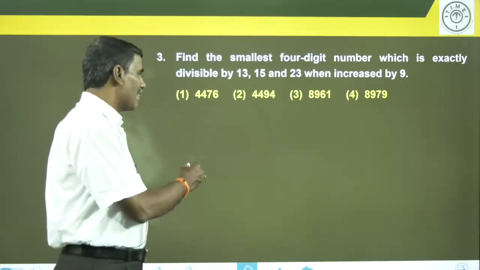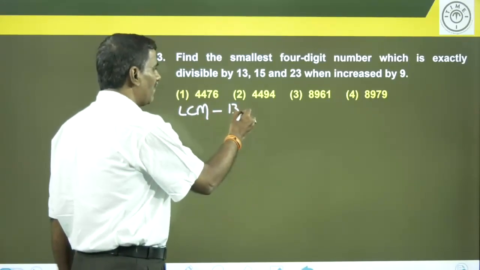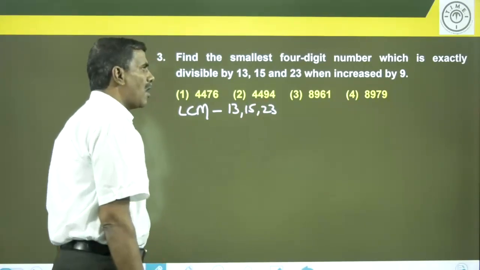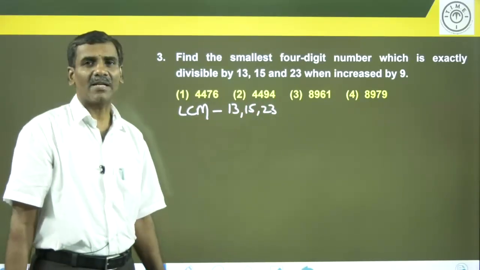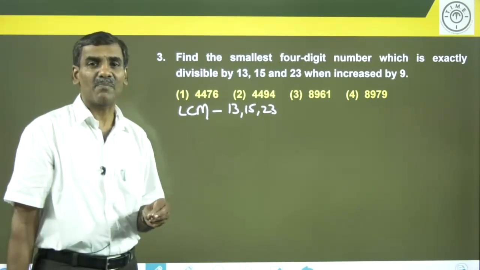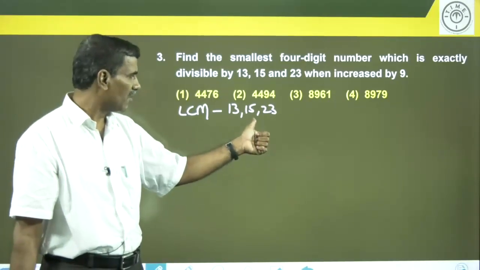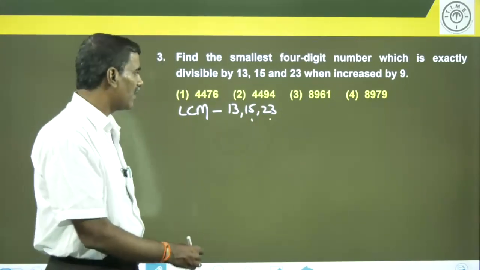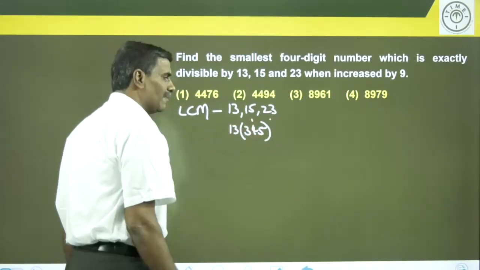So first we are interested in finding the LCM of these three numbers, 13, 15 and 23. The point here is that except for 15, the remaining two are prime numbers. 15 has the prime factors 3 and 5, which are obviously not contained in the remaining two numbers. That means the LCM of these three numbers will simply be their product. To get the product at a faster rate, 15 20s is 300, 15 3s is 45. So we will go for 13 into 345 as the first step for finding the LCM.